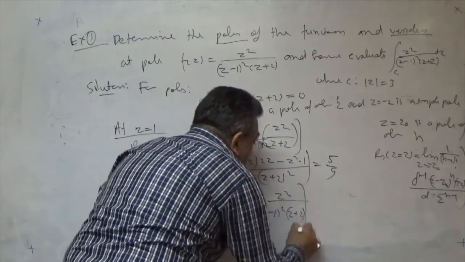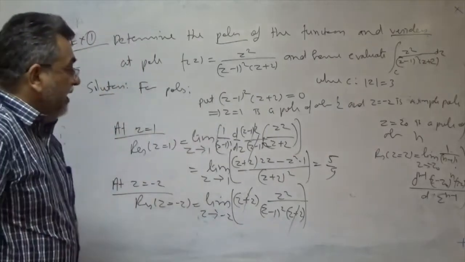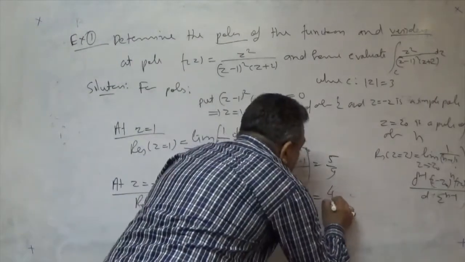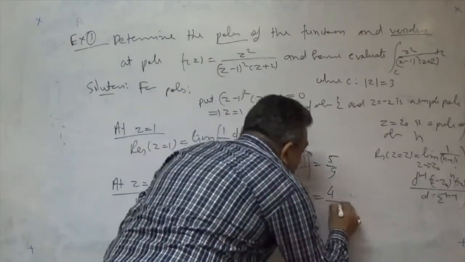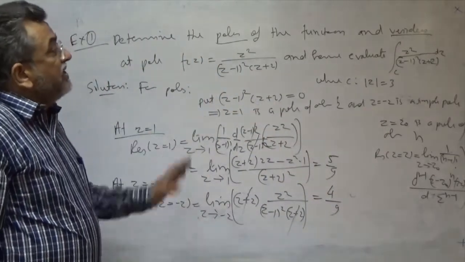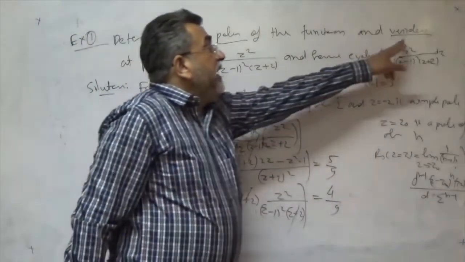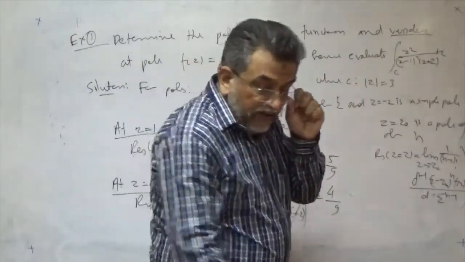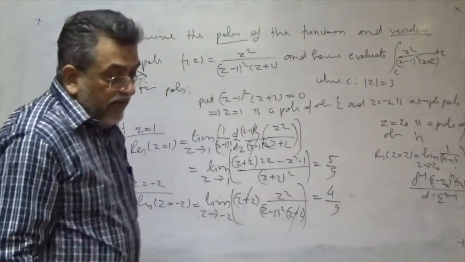This is the simple formula. Z plus 2 is cancelled out. If we take z equal to minus 2, that is 4, minus 2 here, that is 9. These are the values of the residue at the given pole. That is the answer of the second part of the question, the residues at the given pole.